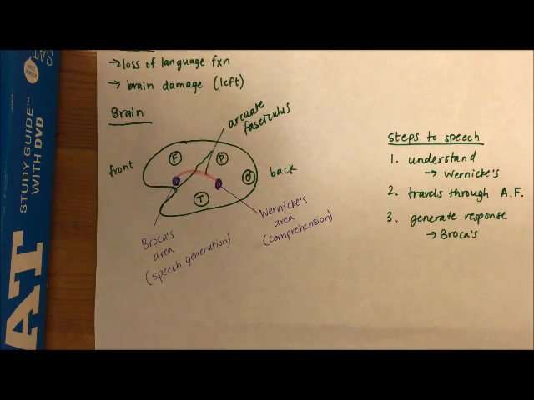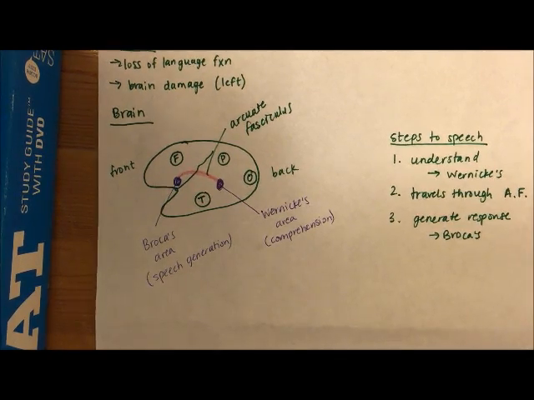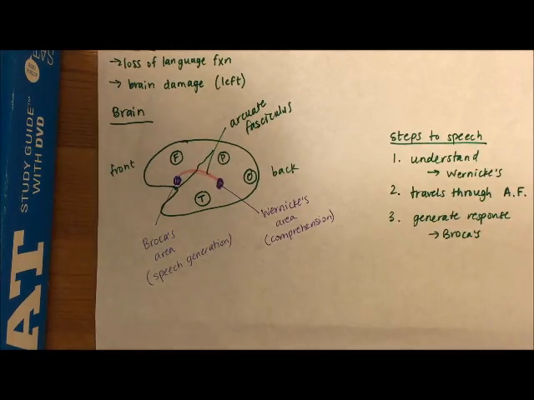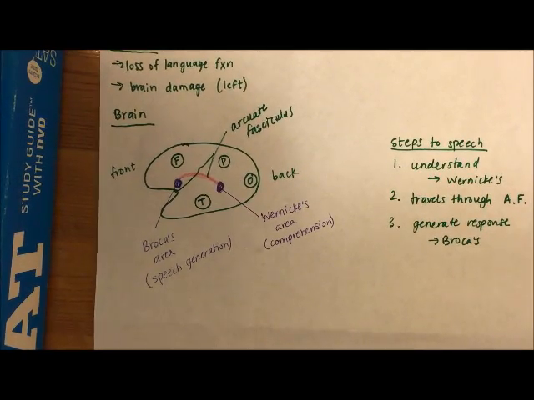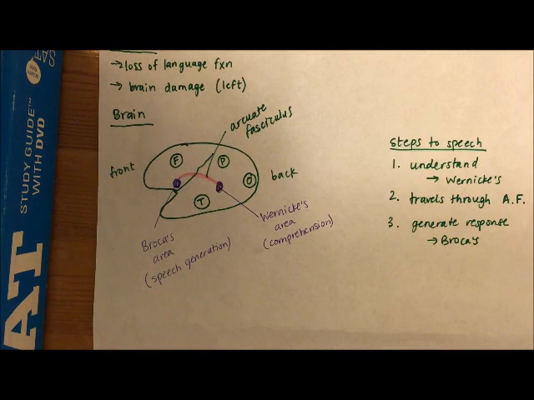Now, one of these three areas can be damaged at times, and when that damage occurs, that leads to three very distinct types of aphasia that we're going to learn about now. You're probably wondering, what can damage the brain in these areas? It can really be anything. It can be some kind of trauma, like a car accident. It can be a stroke that damages one of the arteries that supplies blood to that area of the brain. There are a lot of different things that can go wrong and lead to these symptoms.